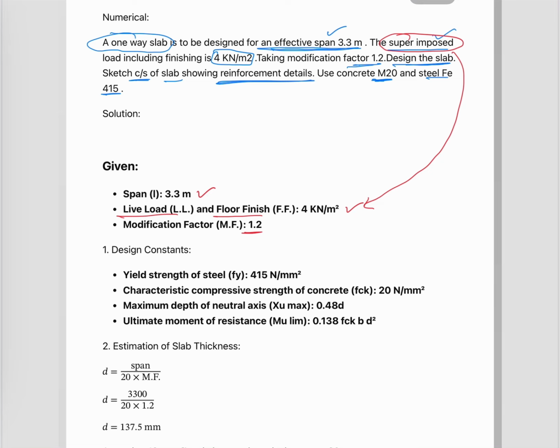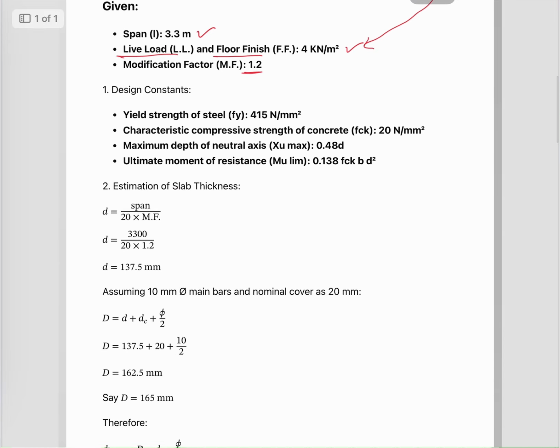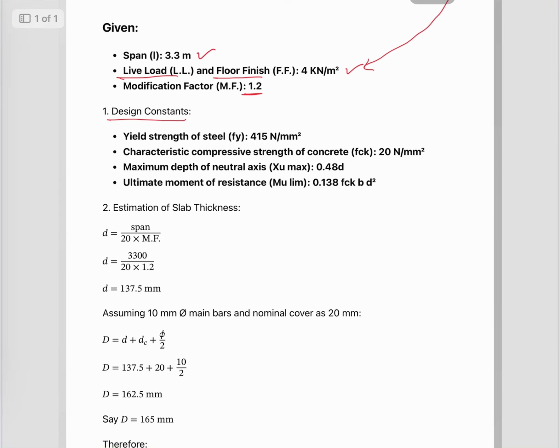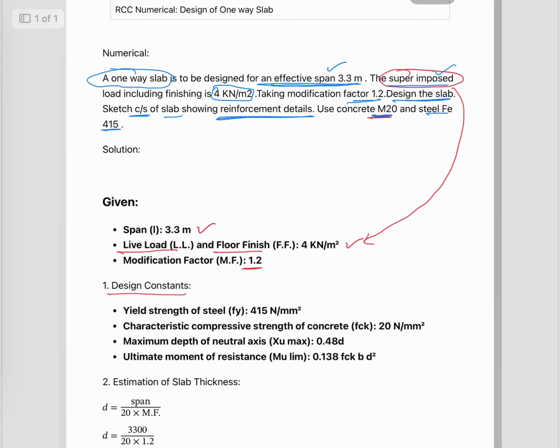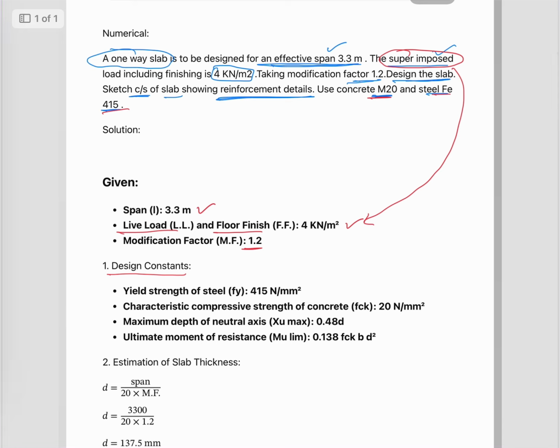Now let's understand what steps we need to follow. First, we need to identify the design constraints. What are the constraints we need? That's a very important thing. In our numerical we have M20 grade of concrete and Fe 415 steel. So the yield strength of steel, which is fy 415, is available with us.